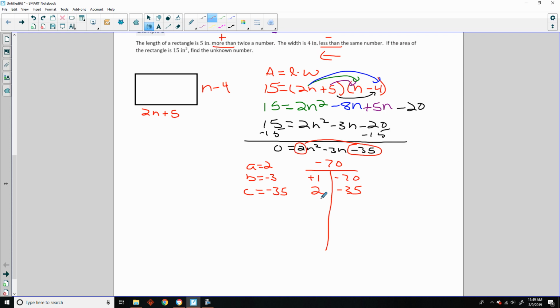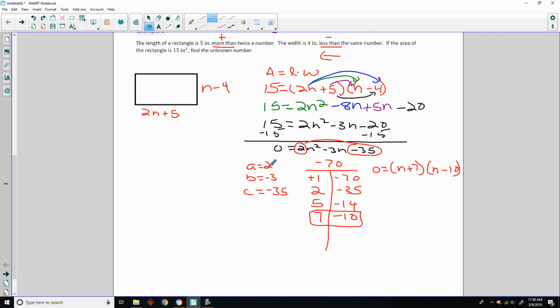3 will not go, 4 will not go, 5 times negative 14, that's a difference of 9, almost, not quite. 6 won't go, 7 times negative 10, and there is our difference of 3. There's our minus 3. 7 minus 10 is negative 3. So now this is going to be 0 equals n plus 7, n minus 10.